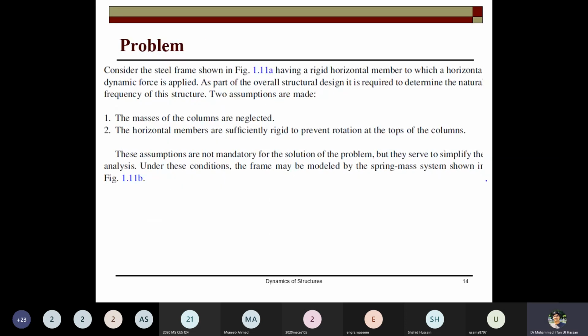So a steel frame, which is shown in the figure, has a rigid horizontal member to which a horizontal dynamic force is applied as part of the overall structural design. It is required to determine the natural frequency of the structure. Two assumptions are made. The masses of the columns are neglected. The horizontal members are sufficiently rigid to prevent the rotation of the top of the column.